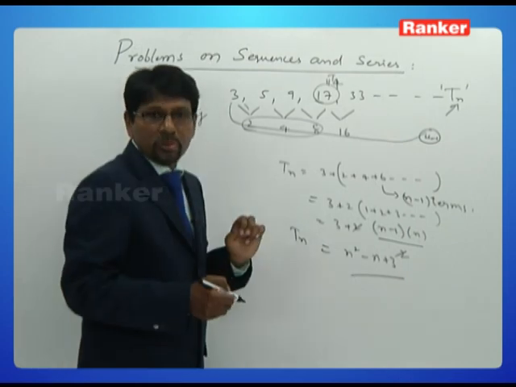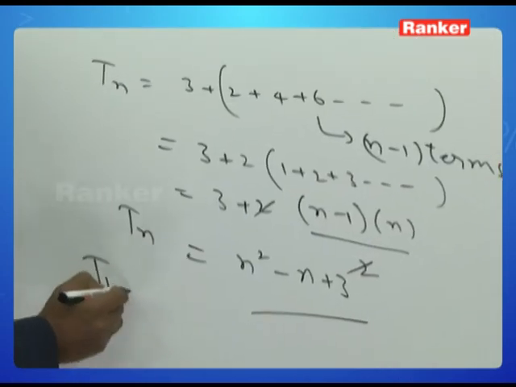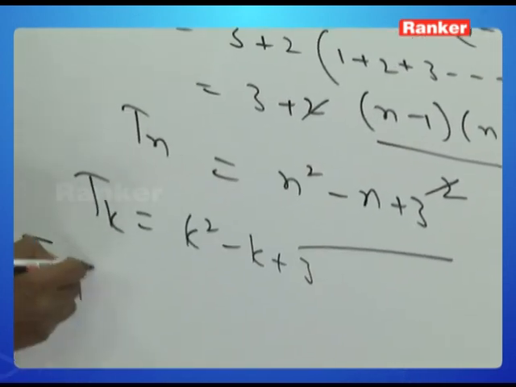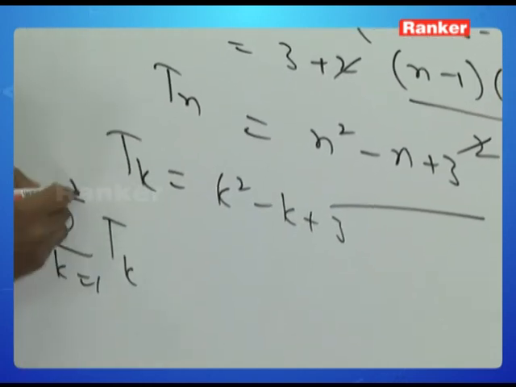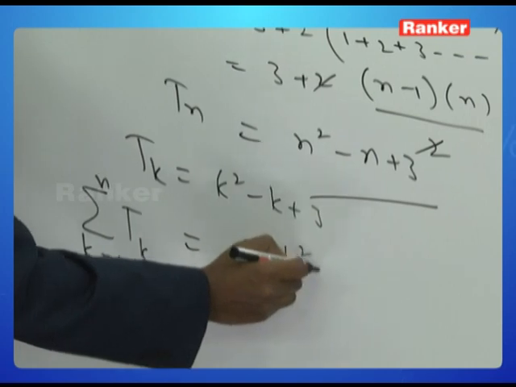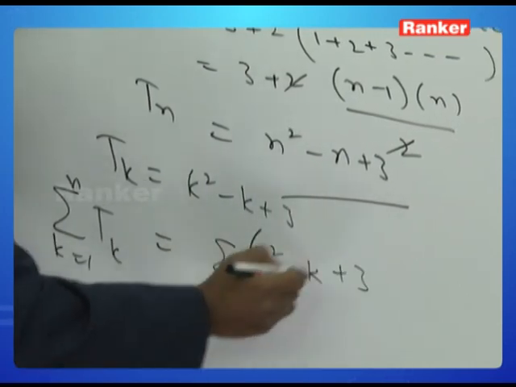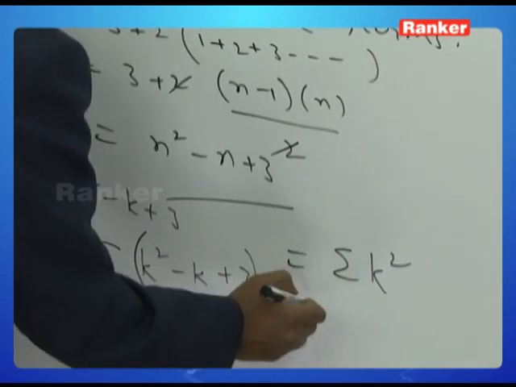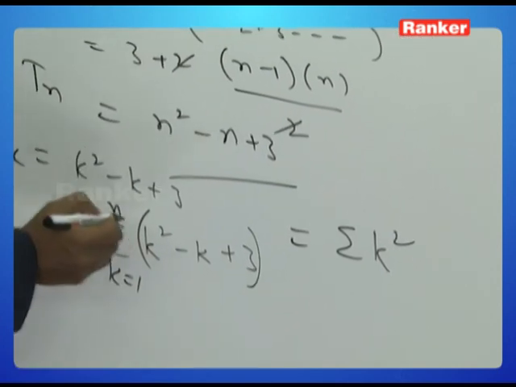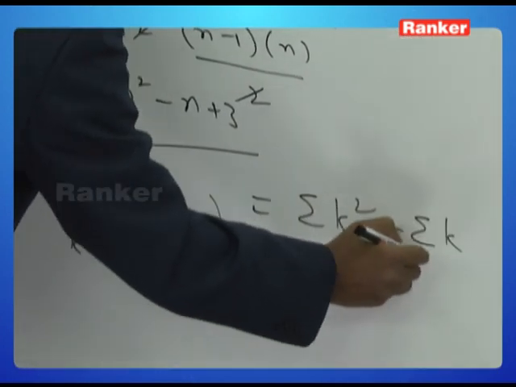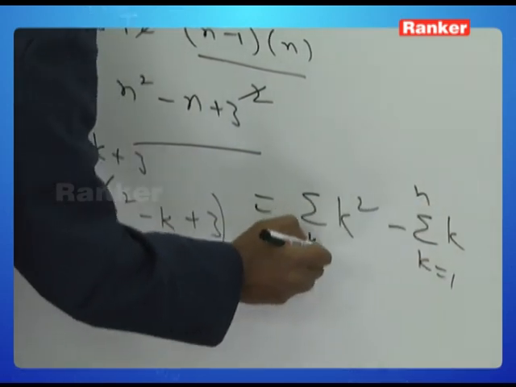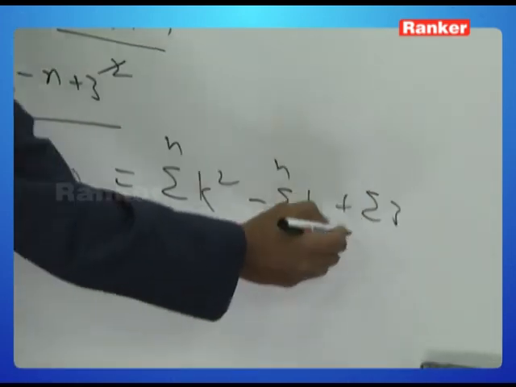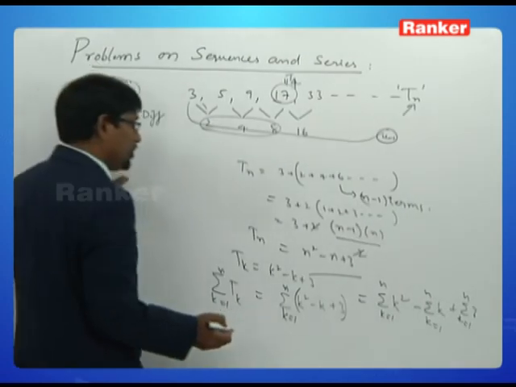Now I want the sum up to n terms of this series. So what is tk here? I'll write this as k square minus k plus 3. Now what we want is sigma tk, k ranging from 1 to n. This is what we want. So that makes it sigma of k square minus k plus 3. Now we can split this up as sigma k square, that is the sum of squares of the first n natural numbers, minus sigma k, k ranging from 1 to n, and plus 3 summation, 3 added up n times, k ranging from 1 to n.